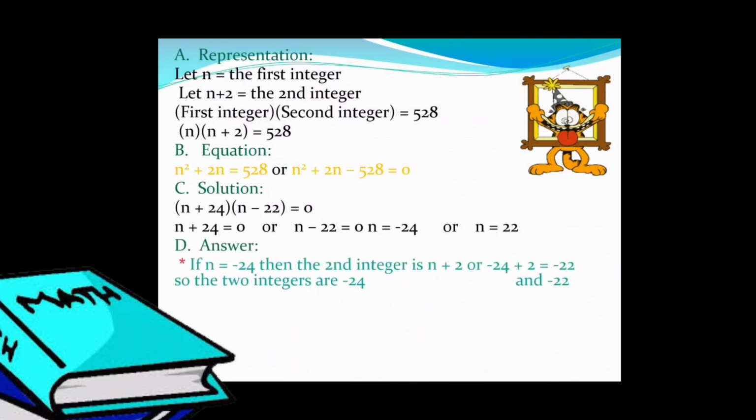So for our answer, if n is equals to negative 24, then the second integer is n plus 2, or negative 24 plus 2 is equals to negative 22. So the two integers are negative 24 and negative 22. If n is 22, then the second integer is n plus 2, or 22 plus 2 is equals to 24. So the two integers are 22 and 24.